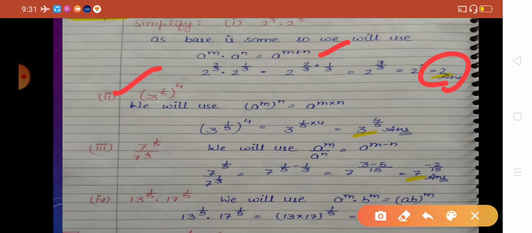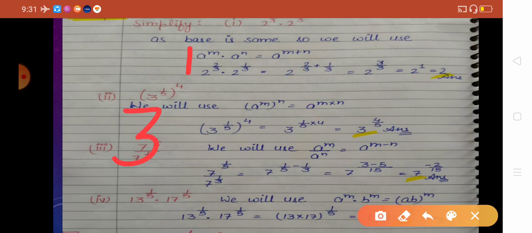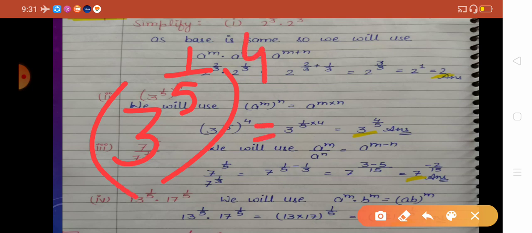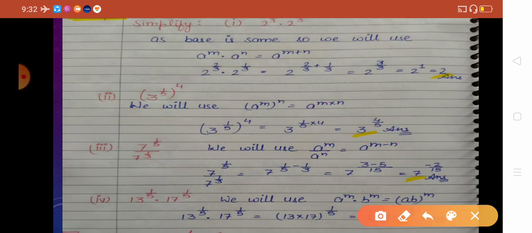The second question is 3 raised to power 1 by 5, the whole raised to power 4. We have studied the second law, a raised to power m, the whole raised to power n. What happens? Both the powers will be multiplied. The same thing will happen here. If you are given 3 raised to power 1 by 5, the whole raised to power 4, we will multiply both these powers. It will become 3 raised to power 1 by 5 multiplied by 4, that is 3 raised to power 4 by 5. That is your answer.